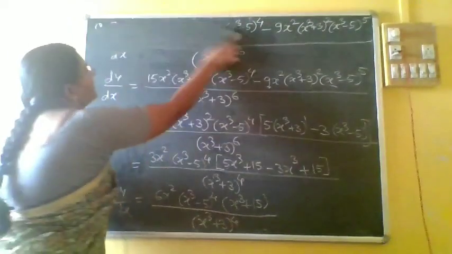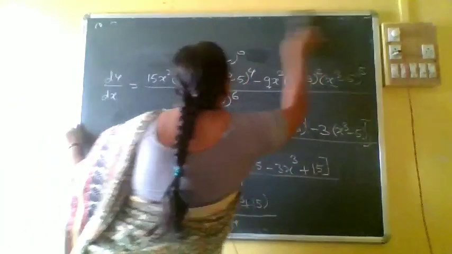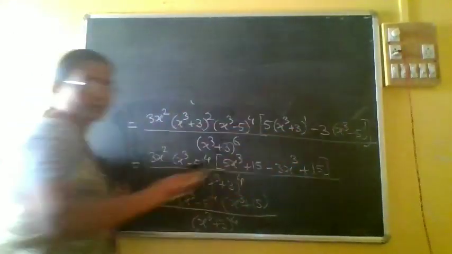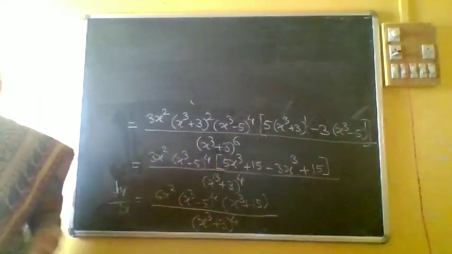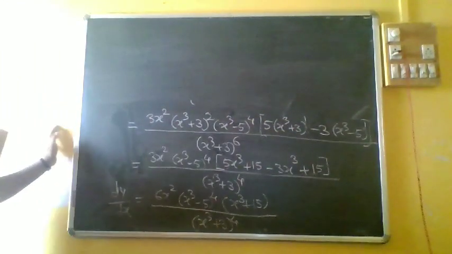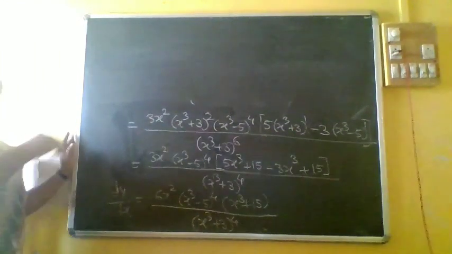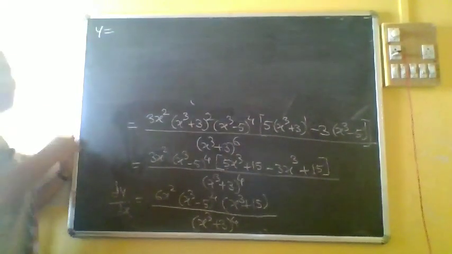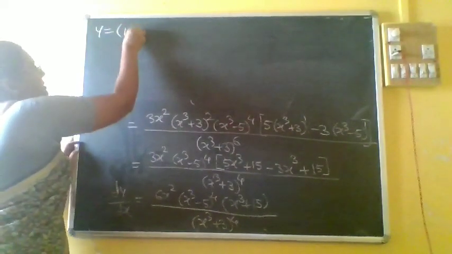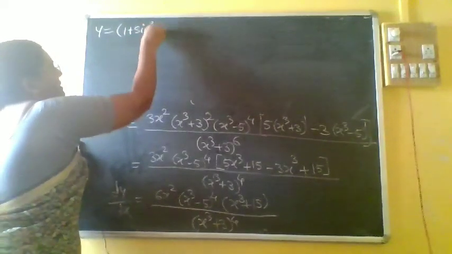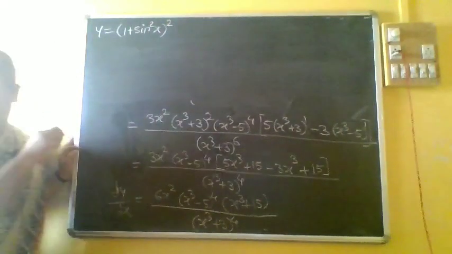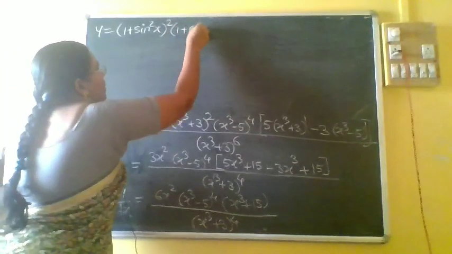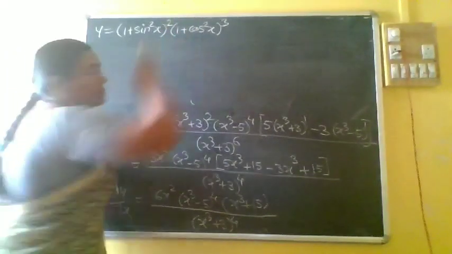Next example is y is equal to 1 plus sin square x bracket square into 1 plus cos square x bracket raised to 3.